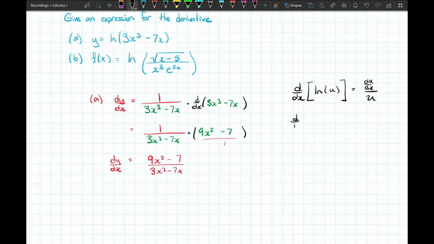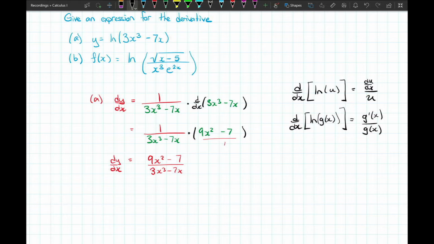Or if you prefer function notation, then the derivative of the natural logarithm of g of x is simply g prime of x over g of x. Kind of makes for a fairly straightforward derivative whenever we have to apply the chain rule. Now, what about this function f of x? You can see we have the natural logarithm of quite a lot of mess in here. We've got a root, we've got powers, we've got exponentials, we've got quotients, and we've got power rules.